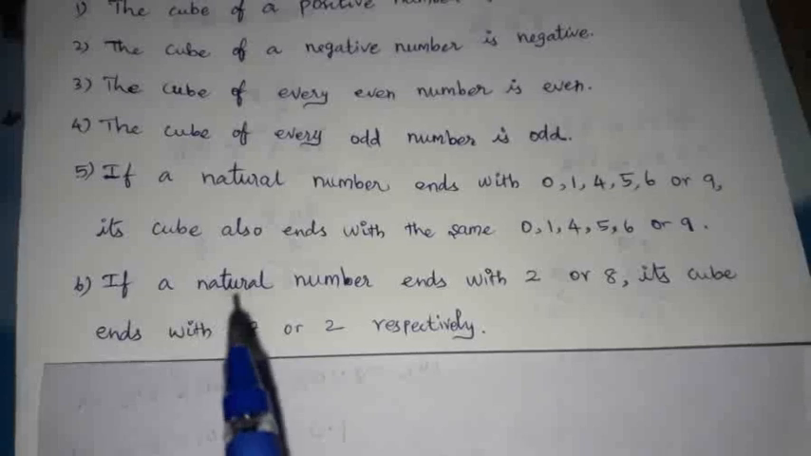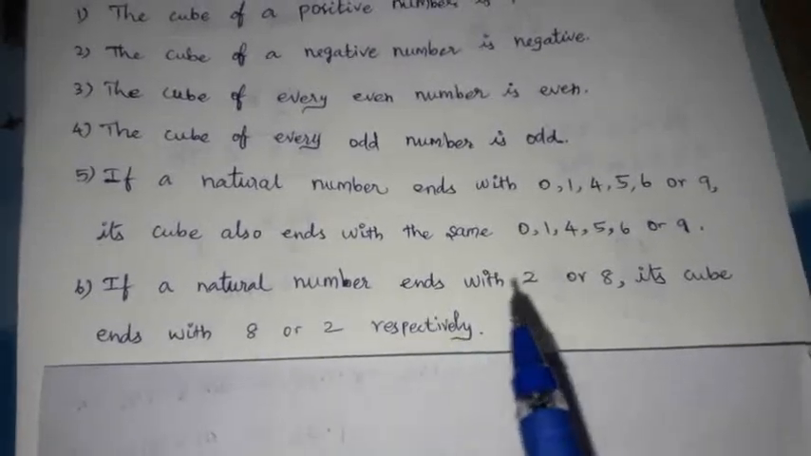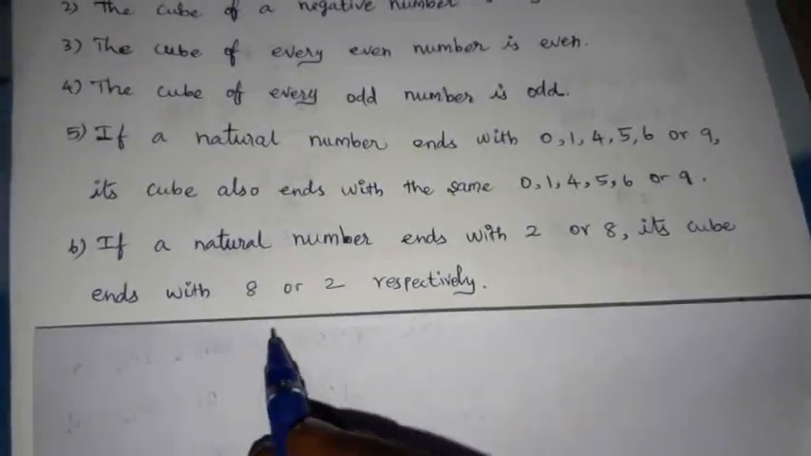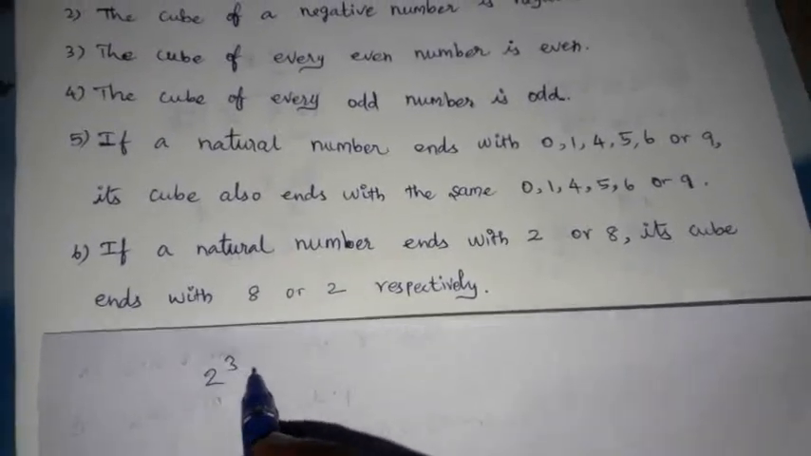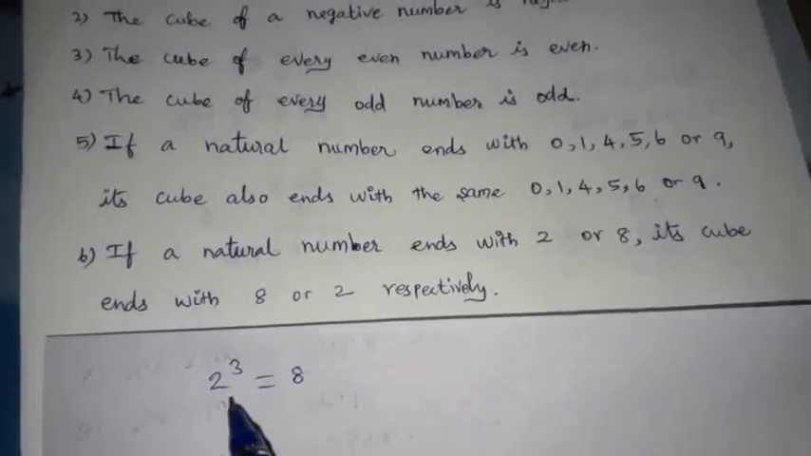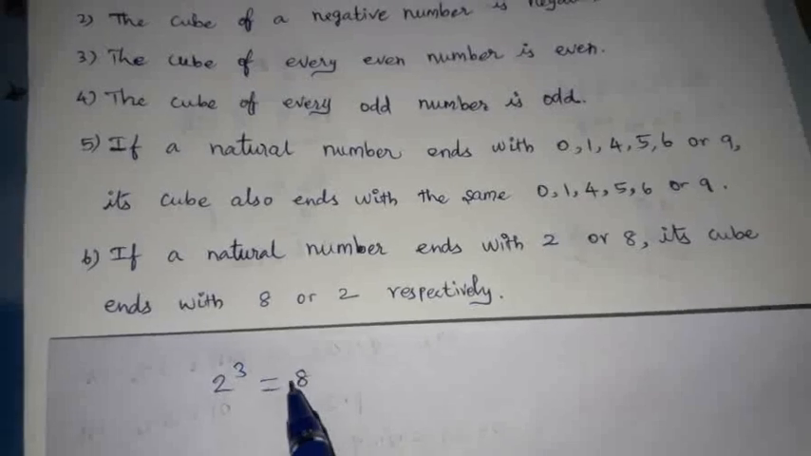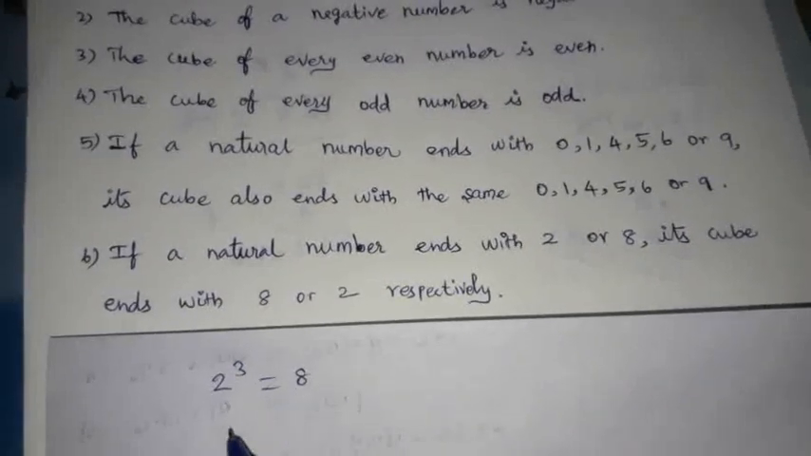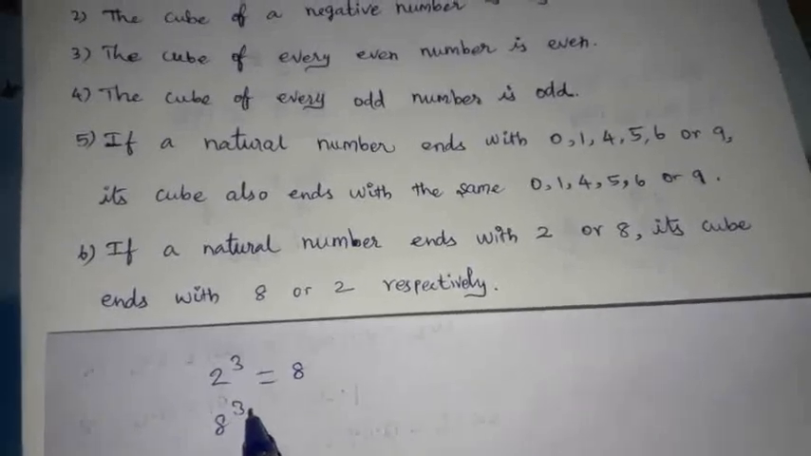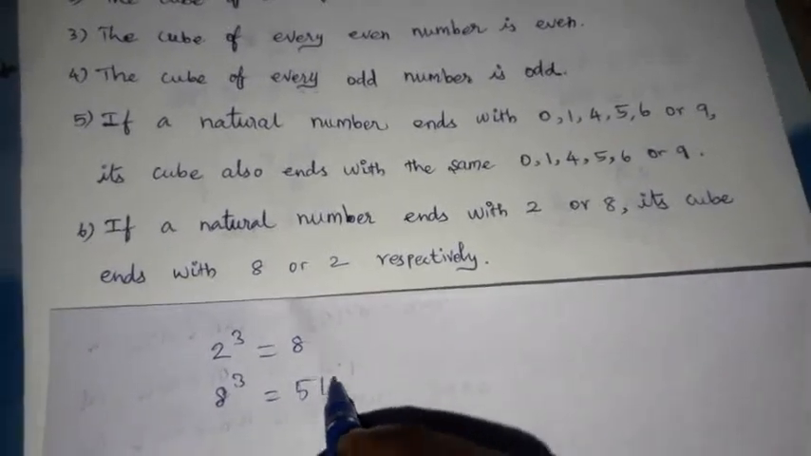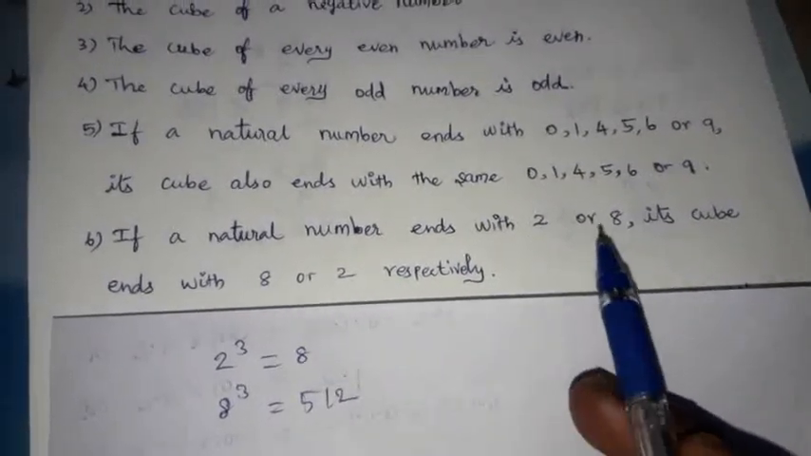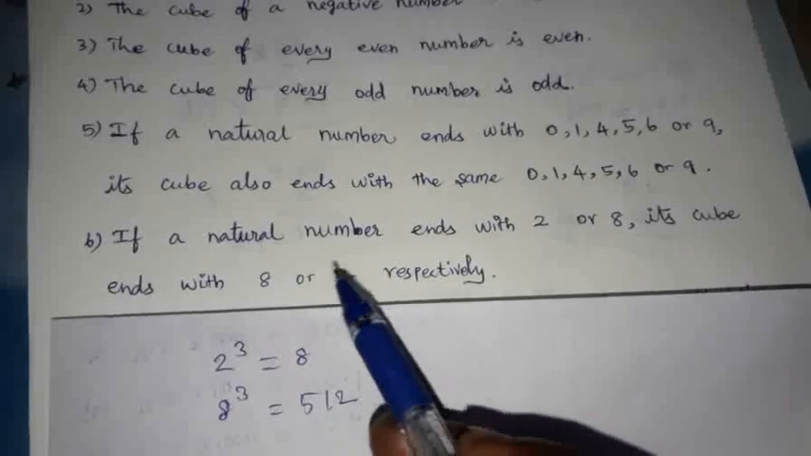The sixth property is if a natural number ends with 2 or 8, its cube ends with 8 or 2 respectively. Let us take a number 2, then its cube is 8. A number ends with 2 and its cube ends with 8. Let us take a number 8. We have to find its cube. 8 cube is 512. See here, if a natural number ends with 8, its cube ends with 2.